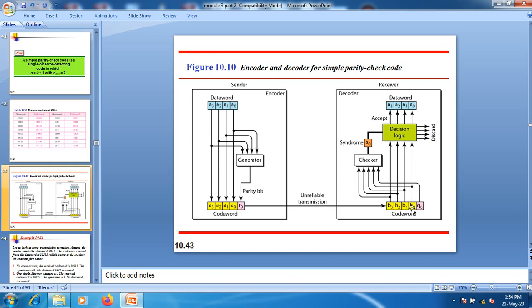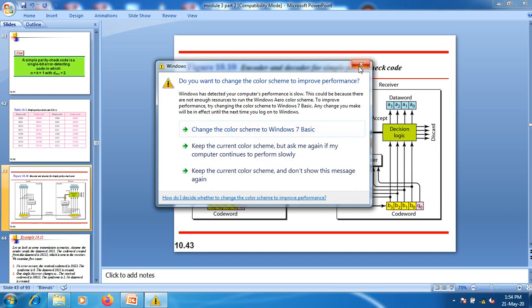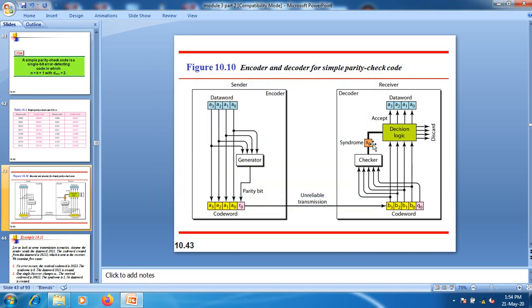The B0 bit, that is B0 plus B1 plus B2 plus B3 plus Q0. All these bits are passed through these checkers, and we are performing an arithmetic modulo operation here. And here we are computing the syndrome. Okay, and this syndrome is fed to the decision logic.